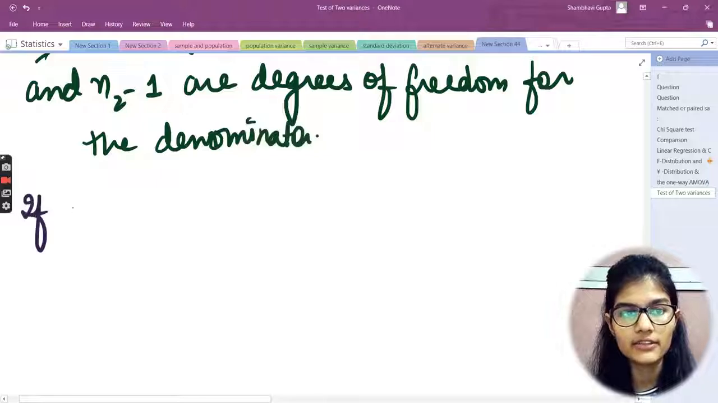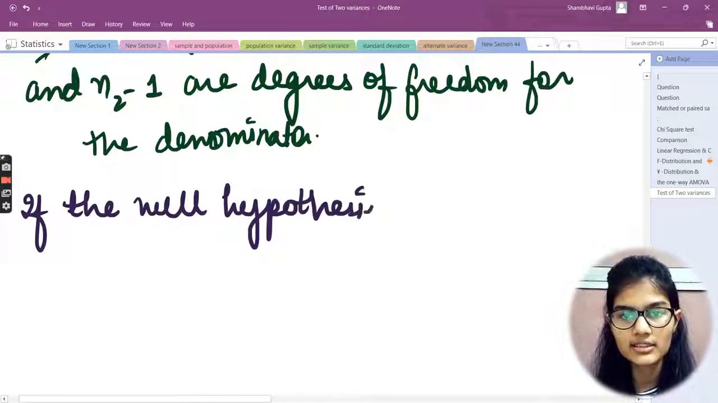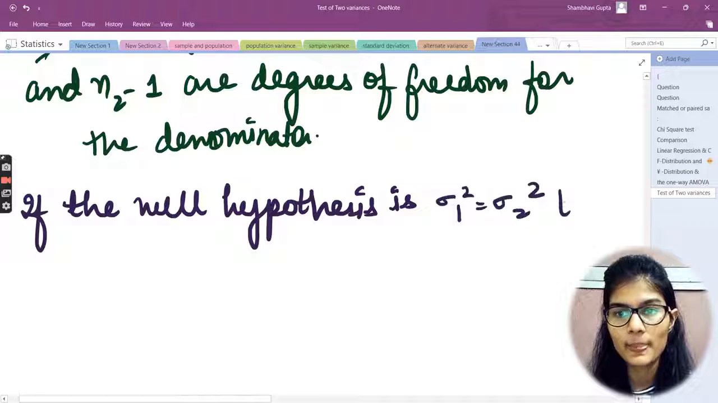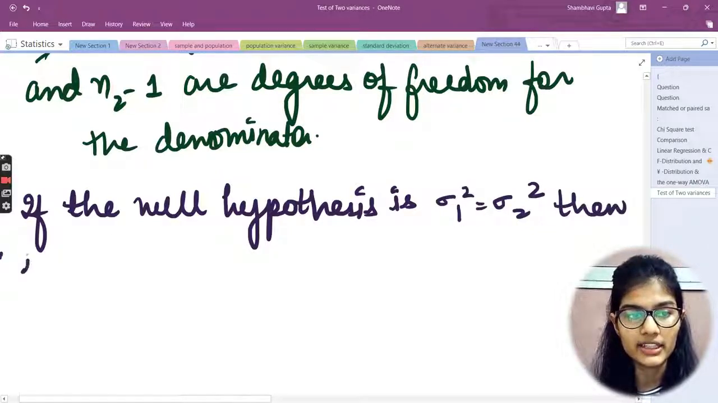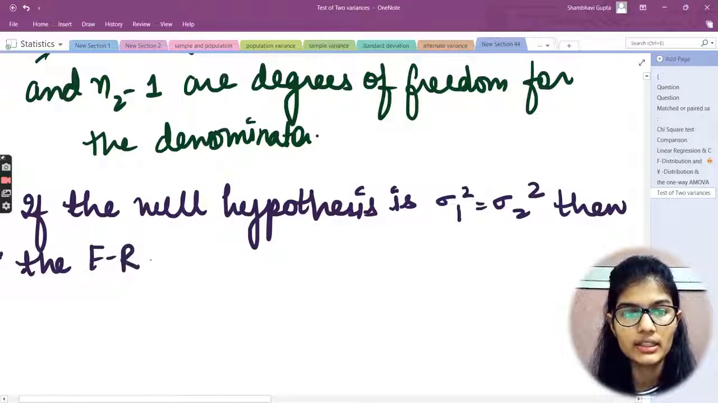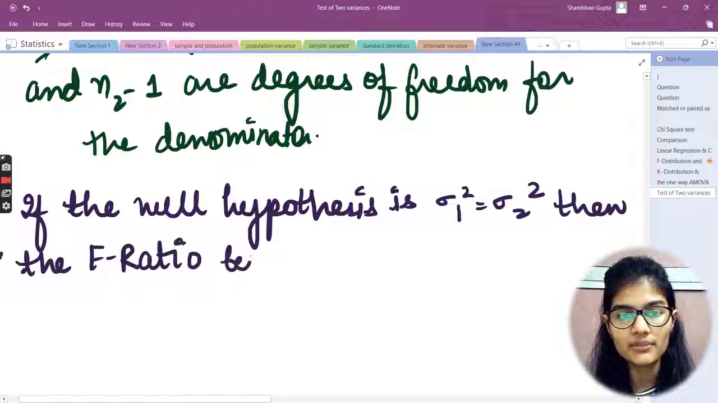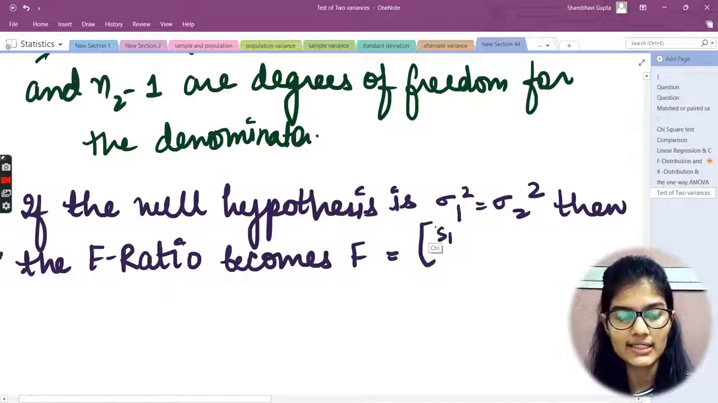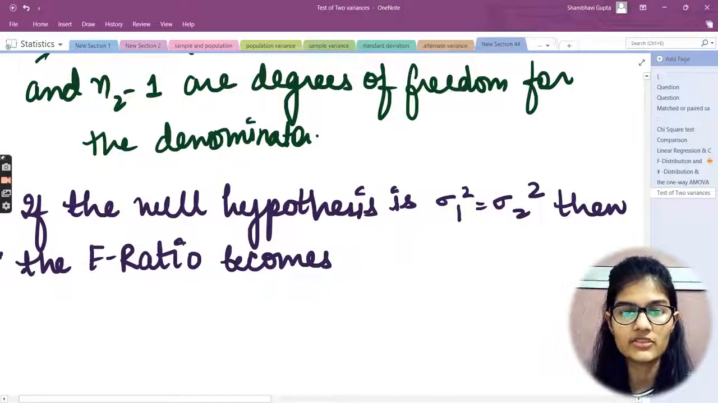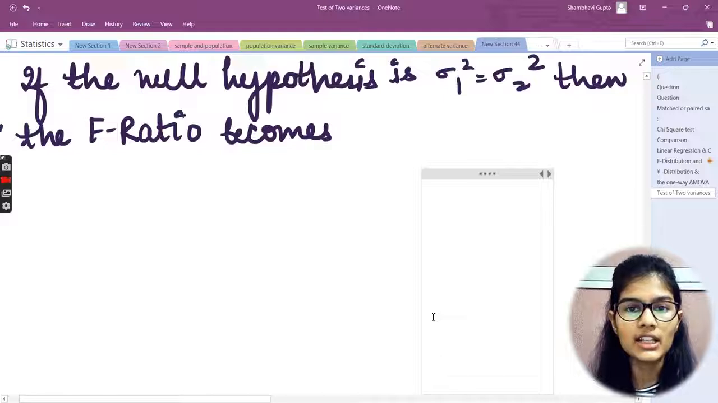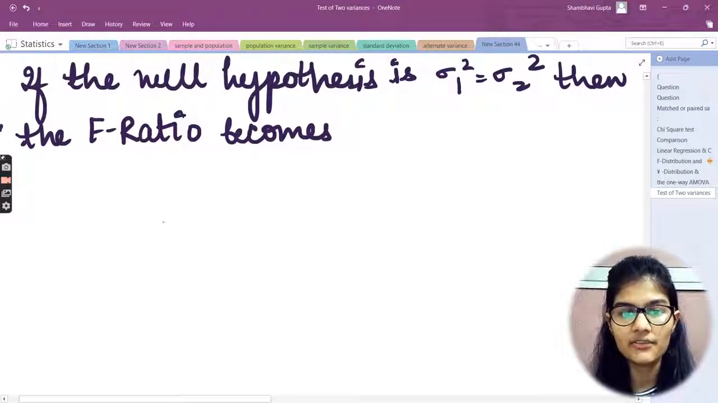Now I'll start here: if the null hypothesis is sigma 1 squared is equal to sigma 2 squared, then the F ratio becomes F is equal to, I would just write that down so that it separates from the other and doesn't mix up. So if the null hypothesis is sigma 1 squared equals sigma 2 squared, then the F ratio becomes F is equal to, from here, S1 upon sigma 1.